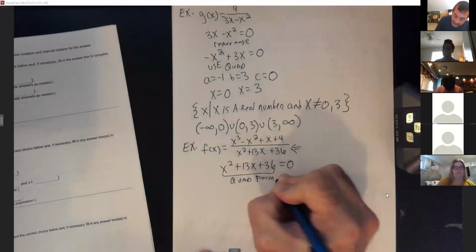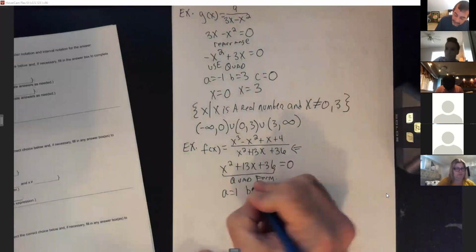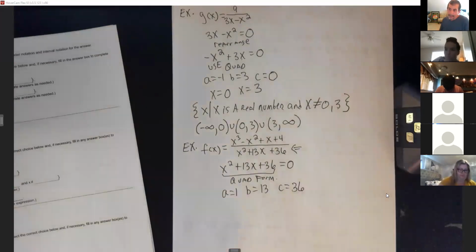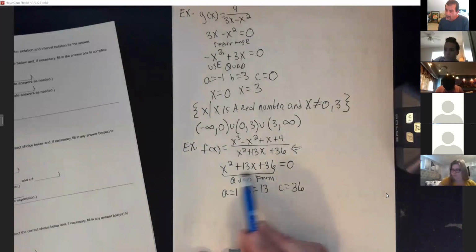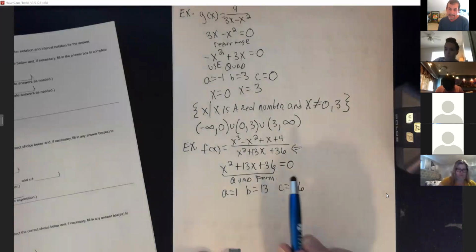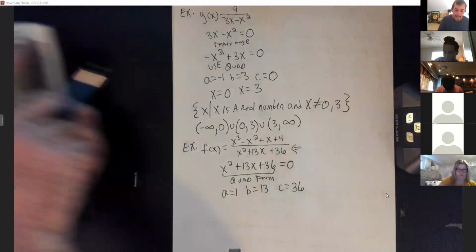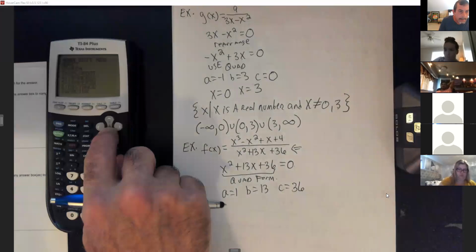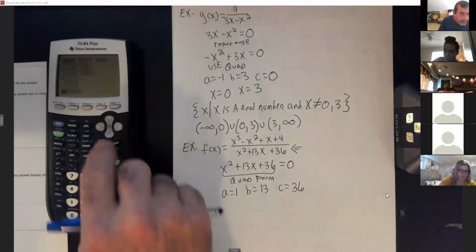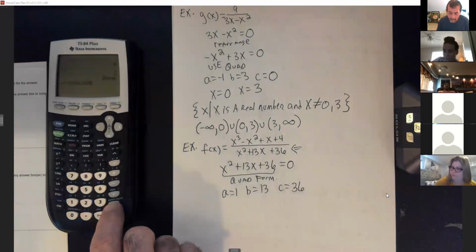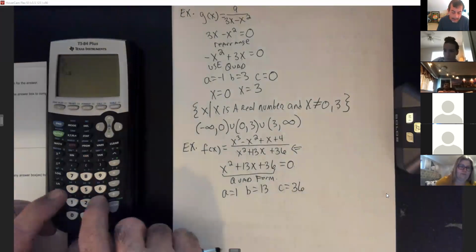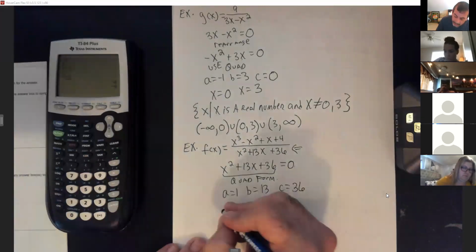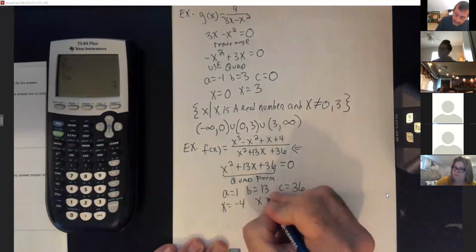So let's see, A is 1, B will be 13, and C will be 36. Now, y'all, the main thing, if you notice, when you're using that quad, everything's got to be in order, and you always got to have a 0 on that other side, okay? All right, so let me go to program, go to quad. And then enter. So I had a 1, 13, and a 36. So it gives me x equals -4, x equals -9.